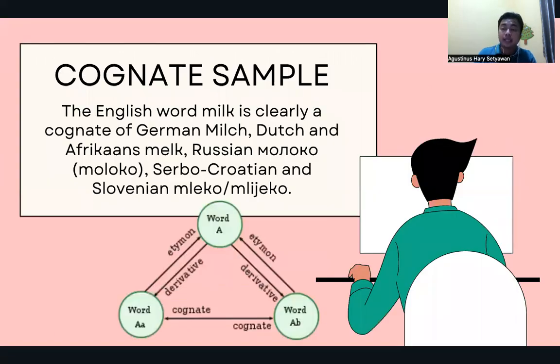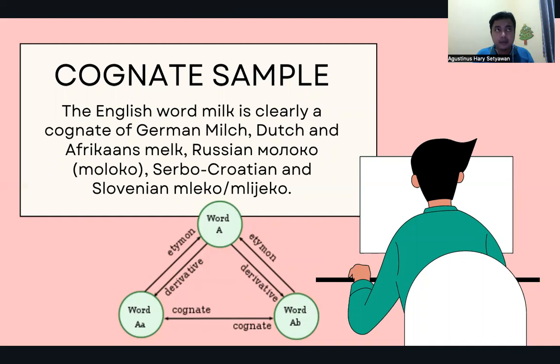Nah, contoh lainnya, cognate samples, ya. The English word milk is clearly a cognate. Nah, susu atau milk in English itu cognate dengan apa? Dalam penelitian ini kita hanya menjabarkan yang sudah diteliti, ya. Because in Indo-European languages, it's very rich of data, and then it happened a long time ago. It's already done, and those relations are already served to us. Jadi sudah banyak penelitian dari zaman dahulu kala sampai sekarang, ya. Ini kita tinggal mengambil data-datanya.